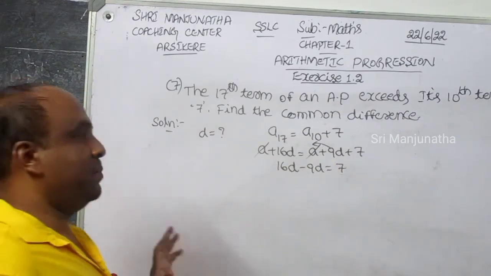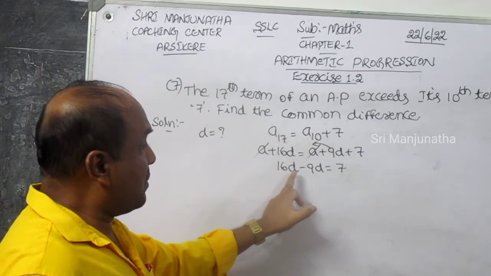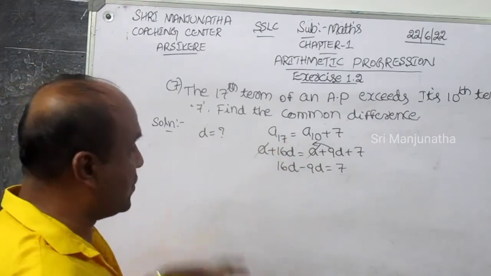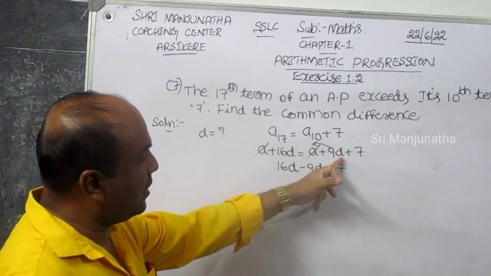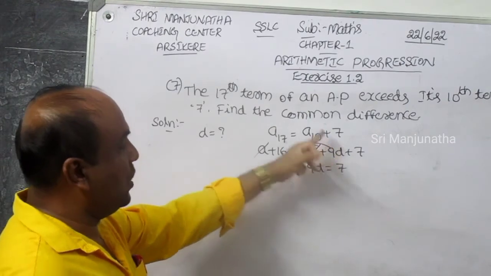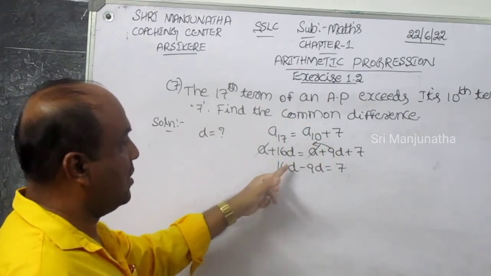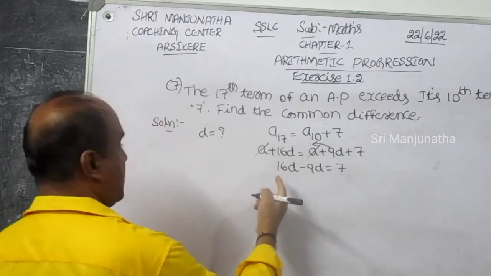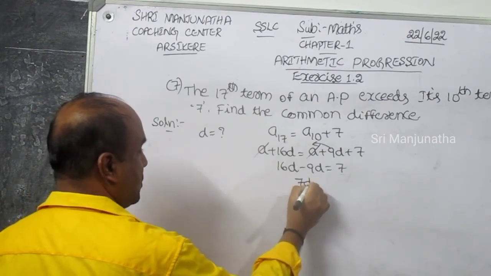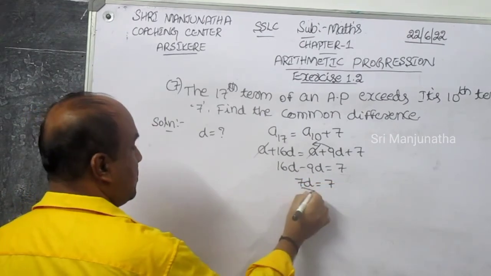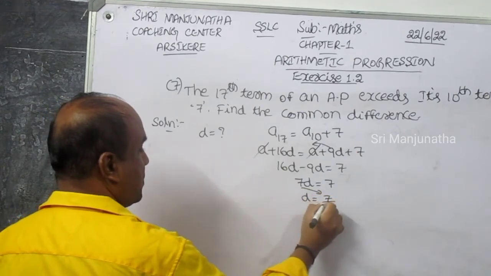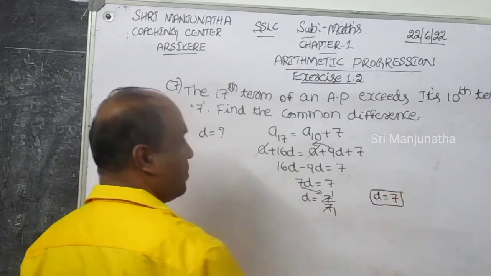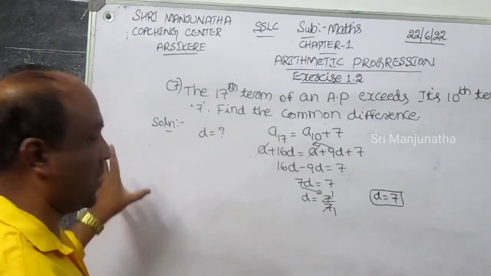Dear students, understand correctly. The variable terms are on one side and the numbers on the other side. For that reason, I have to shift plus 9D from the right hand side to the left hand side, and the sign changes: plus changes into minus. 16D minus 9D is equal to how much? 7D is equal to 7. Cross multiply: D equals 7 by 7, D is equal to 1. It is a problem from the examination point of view, 2 marks only.